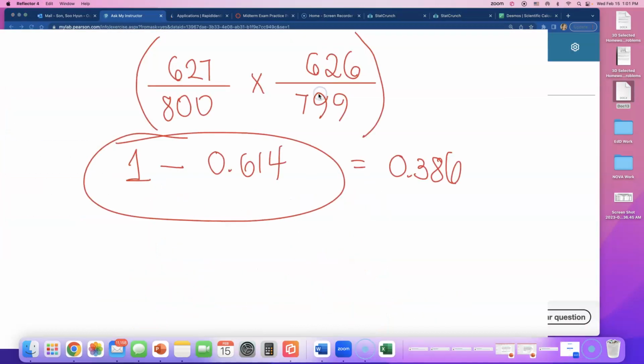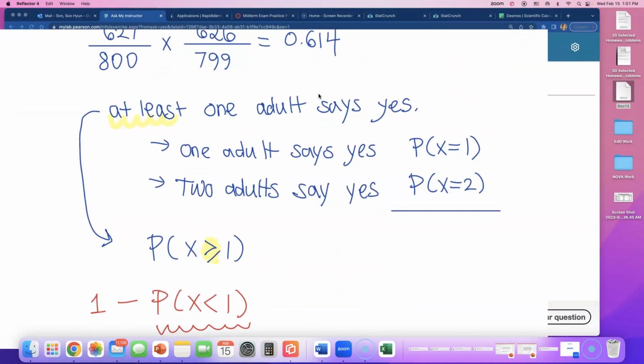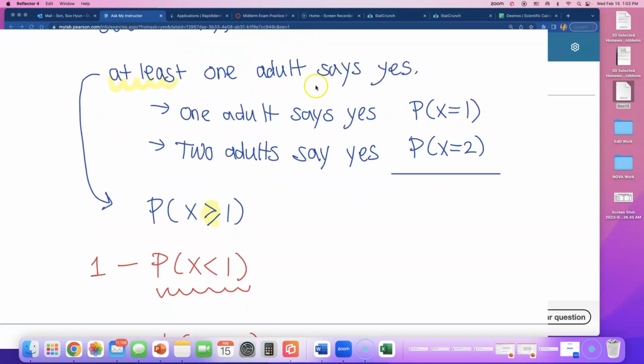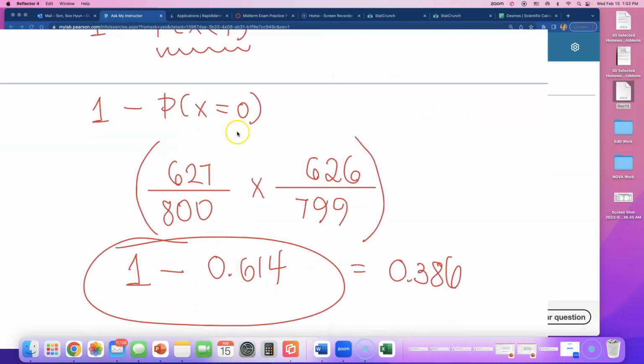This was basically using that when they said at least one person said yes, we're trying to come up with the complement of it, like the opposite of at least one person saying yes. The opposite of at least one person saying yes is nobody is saying yes. So we found the probability of neither of them saying yes, and we just subtracted that from 100%.